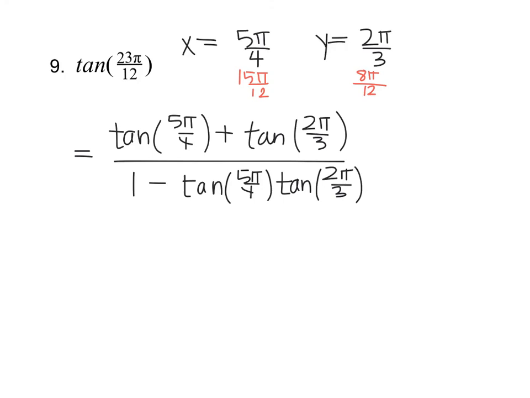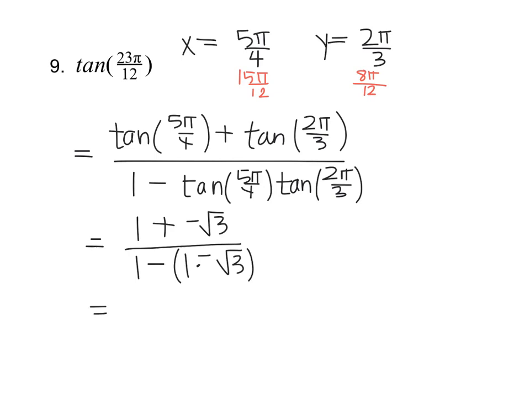So now I just have to plug in the ratio for tangent. So tangent of 5 pi over 4 is 1, plus tangent of 2 pi over 3, which is going to be negative radical 3, all over 1 minus 1 times negative radical 3. So I can rewrite the numerator as 1 minus radical 3, all over my denominator is going to change to 1 plus radical 3.